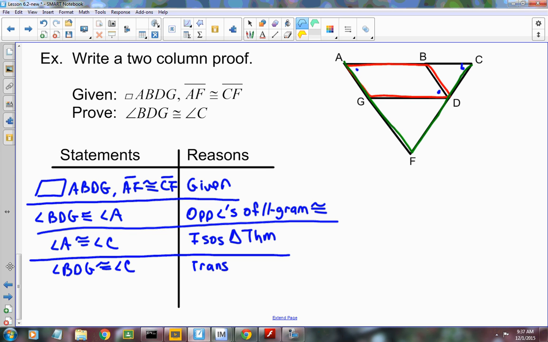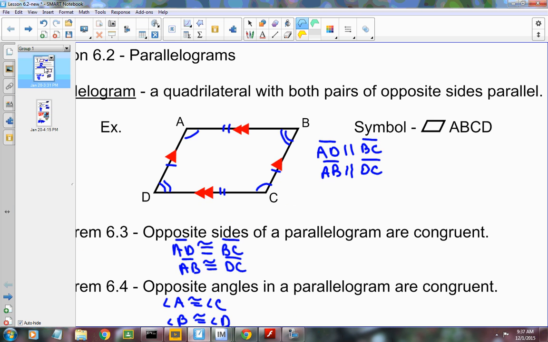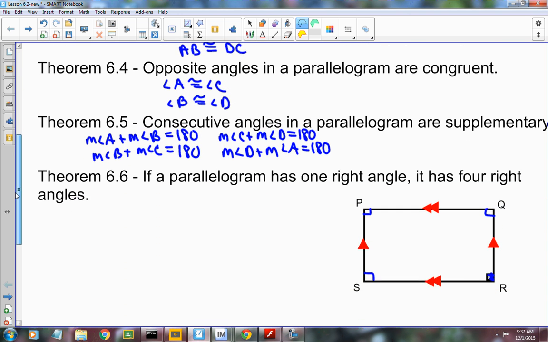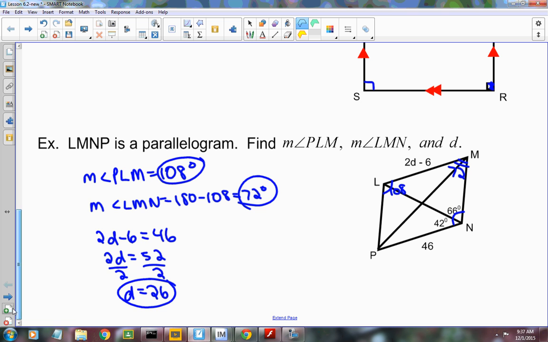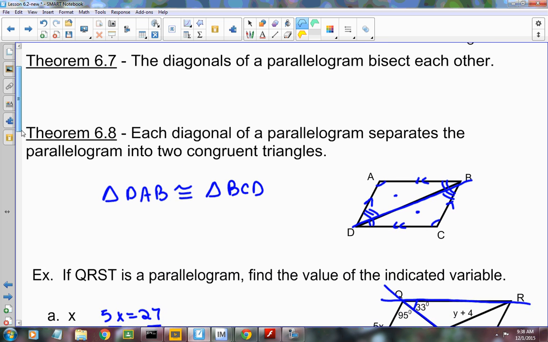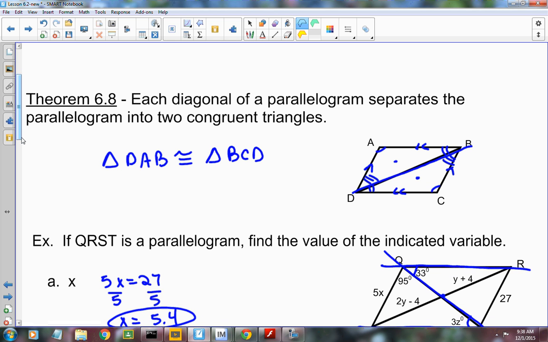Okay. What if you have one right angle in a parallelogram? Then they're all right. Okay, good. I think that's everything. Let's double check here. Last hour. Opposite sides, opposite angles. Then we talked about diagonals bisect each other. Oh, did we talk about this one? If you draw one diagonal, it makes two congruent triangles. Okay, we got that. All right. Any questions? Okay, your assignment is on page 407.